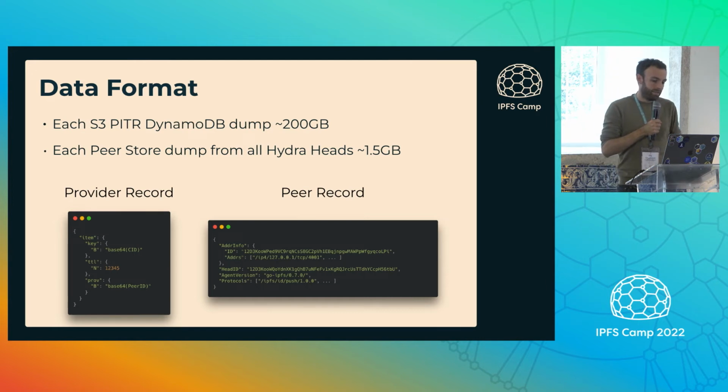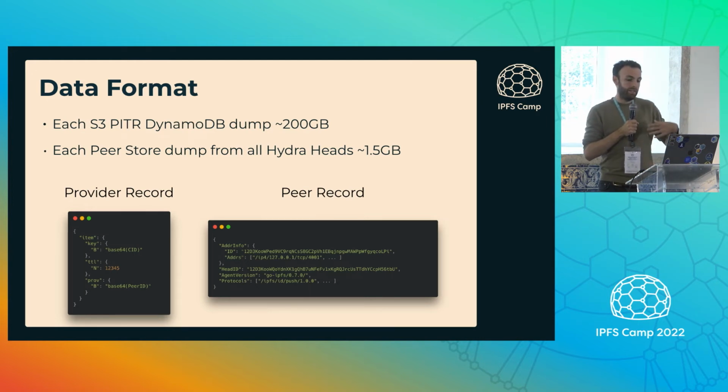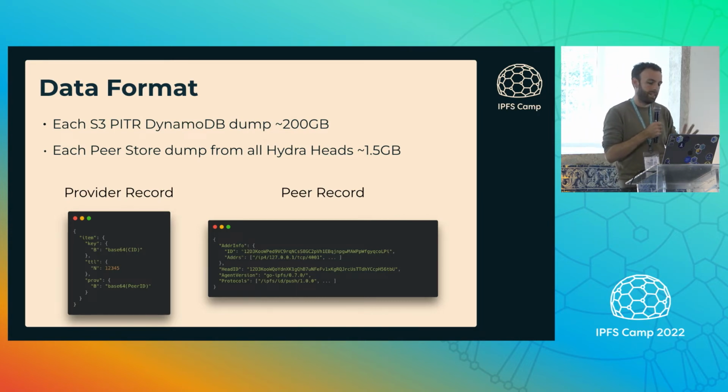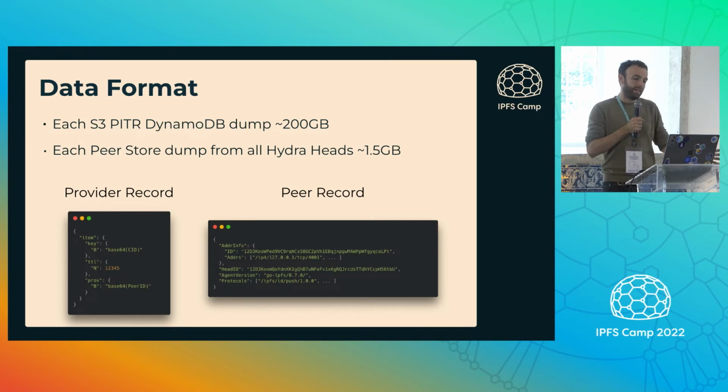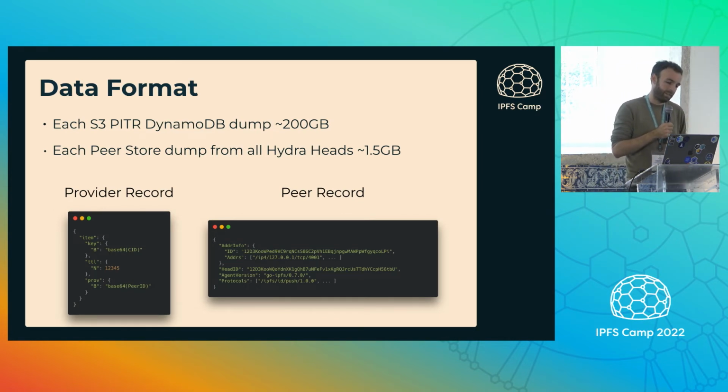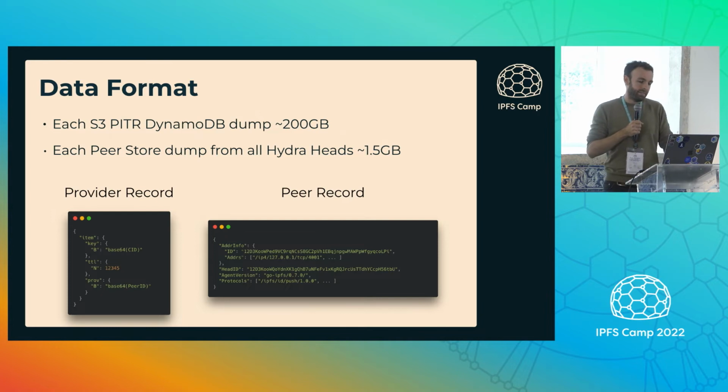Each DynamoDB dump is around 200 gigabytes, and if we also want to have the peer records, which we want to have, this is another 1.5 gigabytes. So this is the size of the data that we are operating with. And if we are doing these DynamoDB dumps quite frequently, this adds up quite fast to a lot of data and makes it difficult to handle. Just for everyone to know which kind of data we have.